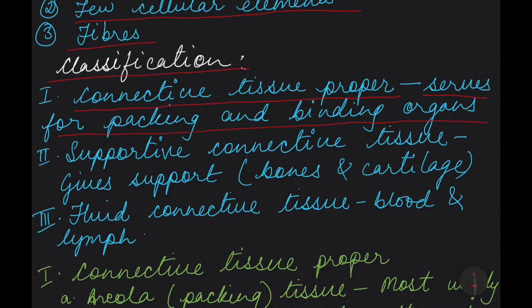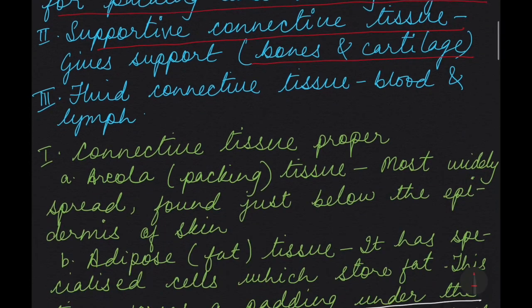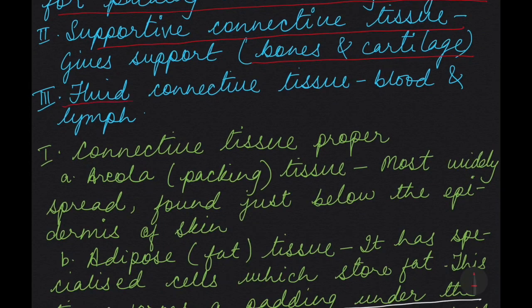Next is supportive connective tissue. When we talk about supportive connective tissue, we are talking about tissues which give support. So what are the tissues that support your body? Bones and cartilage, isn't it? Next is fluid connective tissue. The word fluid means liquid which flows. So liquid connective tissue is blood and the lymph. We'll be discussing each one in detail.